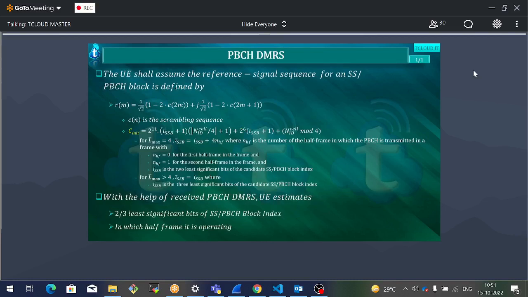The next channel we are discussing to understand how mobile gets this SS block number is PBCH DMRS. PBCH stands for Physical Broadcast Channel. DMRS is demodulation reference signal. So basically, this is a reference signal. Okay, how does this reference signal mechanism work? Let us see.